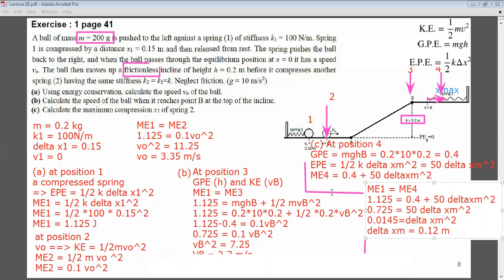Okay, so in this problem, we use conservation of mechanical energy to find different things at different positions.